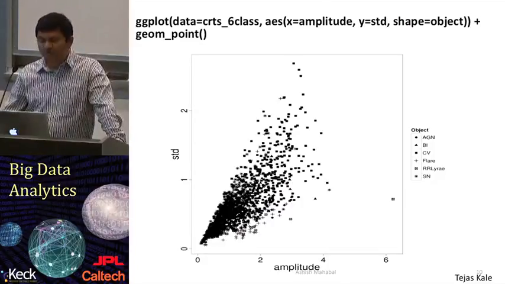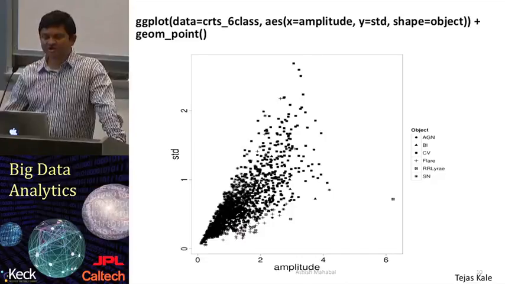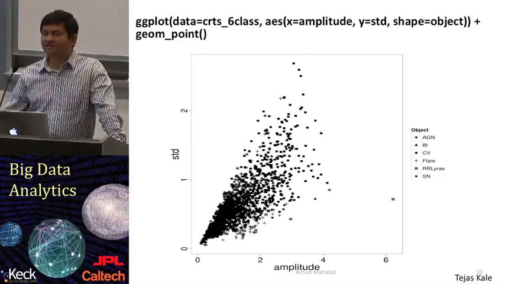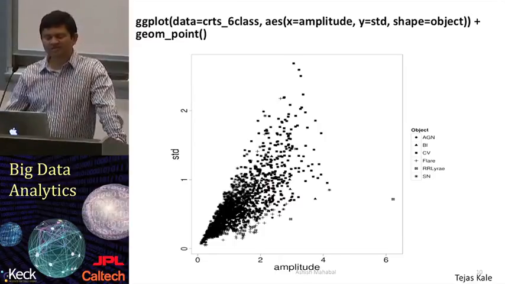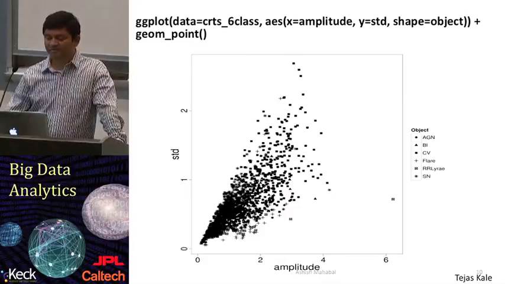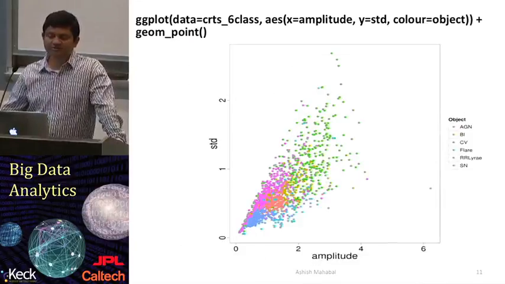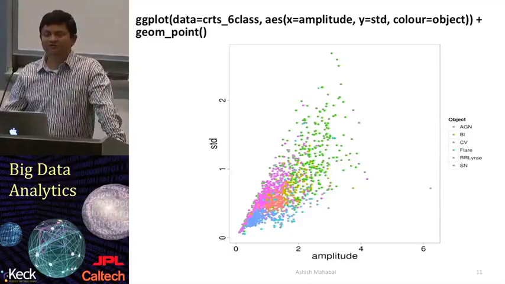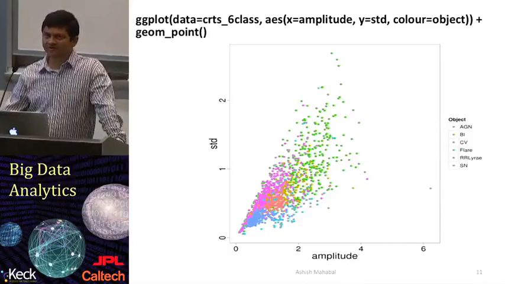And then we say that use shape for that object. So what happens now is that each of the different classes that we have come with a different shape. So it's the same plot, but now you can see that on the right-hand side you see a legend and the shapes are seen there. Now in this case, the shapes are not very easily distinguishable. So instead of shape, we could even say, let me use colors instead. And so if you say color equal to object, sure enough, each type of object now has a different color. In this case, it's much better visible.